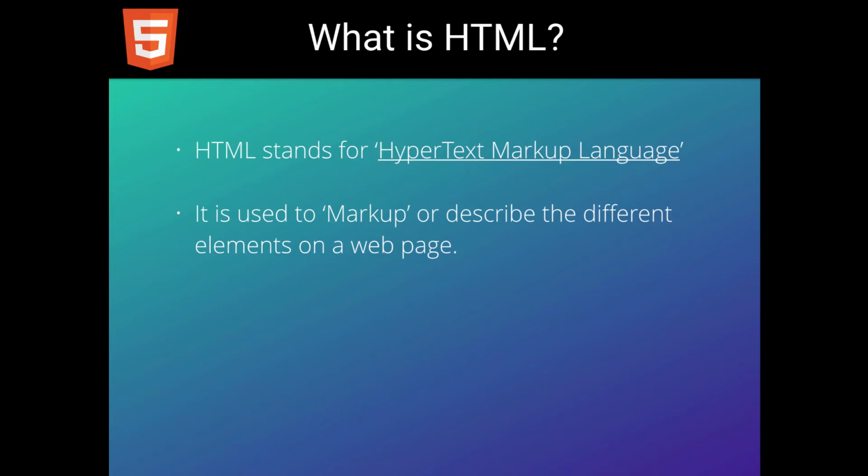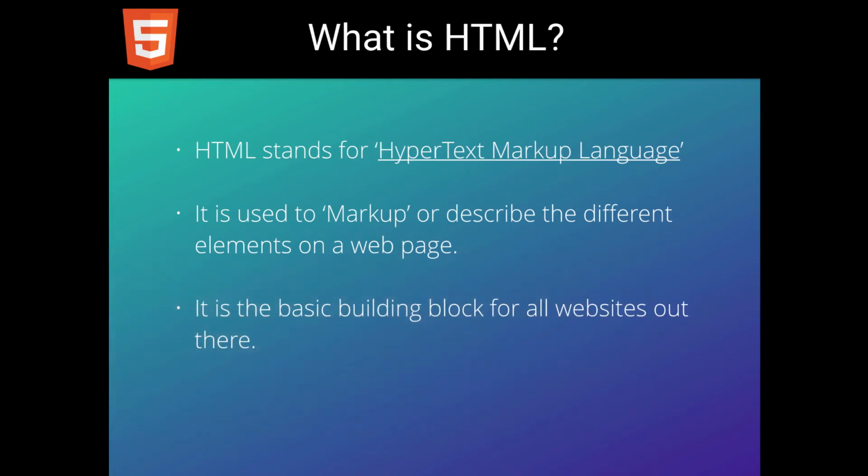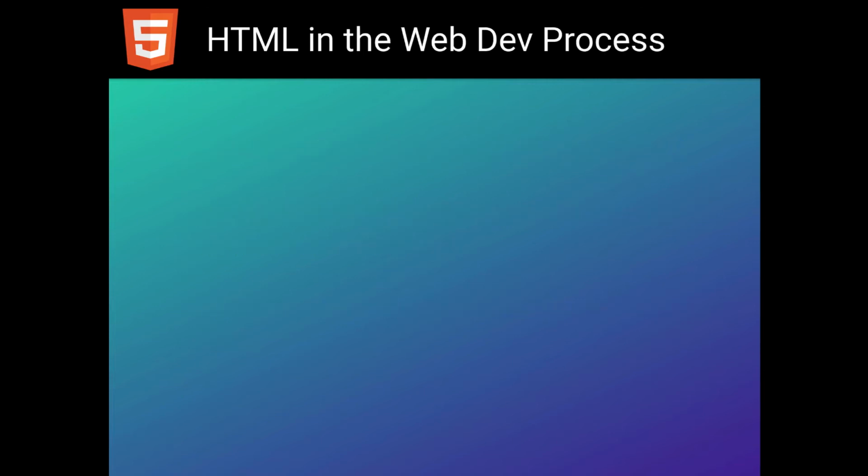Now any website you've ever been to started life out as HTML, because HTML is the basic building block for all websites out there. So then let's take a look at HTML in the overall web development process. There are three main ingredients that make up a website. You've got HTML, CSS, and JavaScript. HTML is basically the structure of the website. So we have this plain old boring square here, okay?